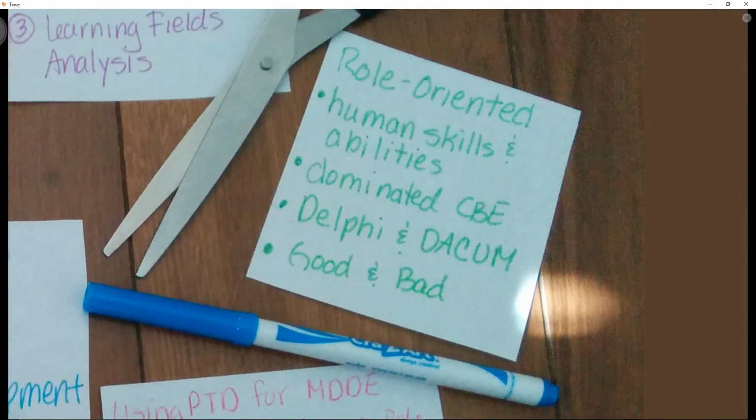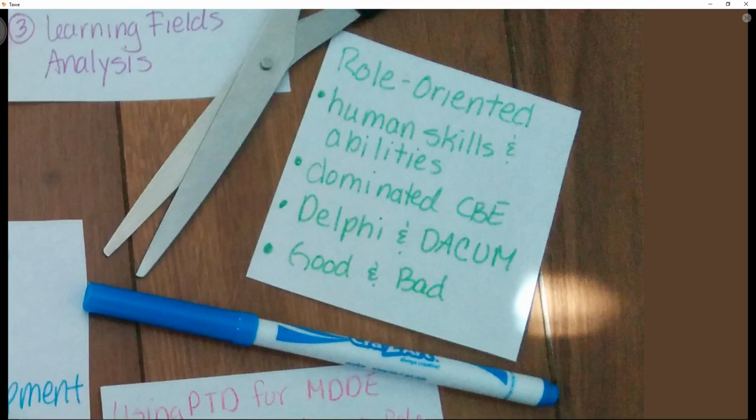The role-oriented approach has dominated CBE curriculum development in the last century. This approach examines human skills and abilities needed to perform a job successfully. Then, a competency framework or model is created for roles of the occupation. This framework, in turn, serves as a curriculum guide for an educational program.